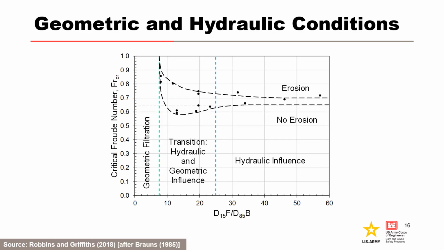This figure shows the influence of the geometric and hydraulic conditions on the critical Froude number for erosion. In the transition zone, the hydraulic loading needed to initiate erosion is higher than in the domain of pure hydraulic influence. Once the ratio of D15 of the filter to D85 of the base becomes greater than about 25 to 30, purely hydraulic conditions control the erosion. The critical Froude number for erosion ranges from 0.65 to 0.7.